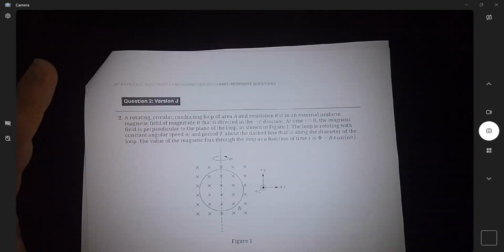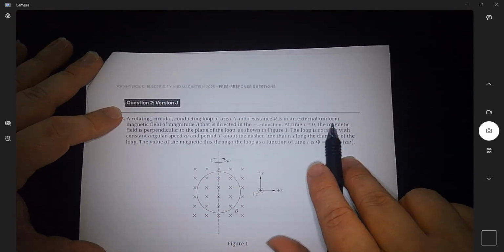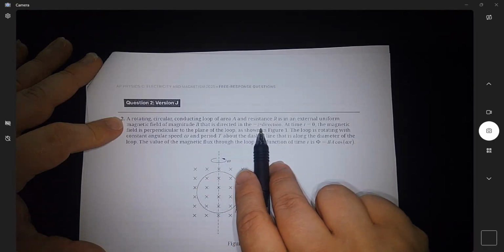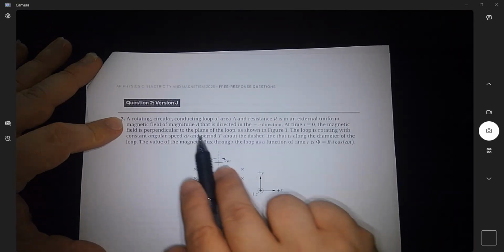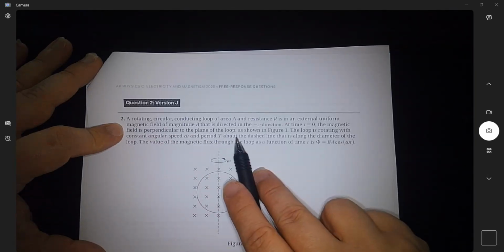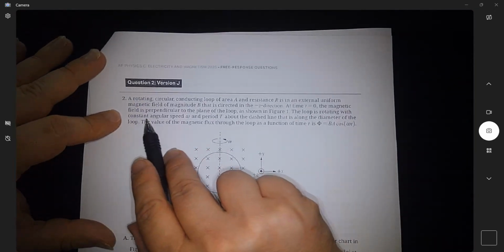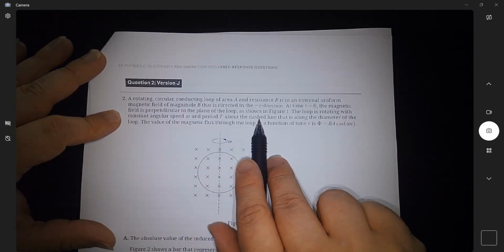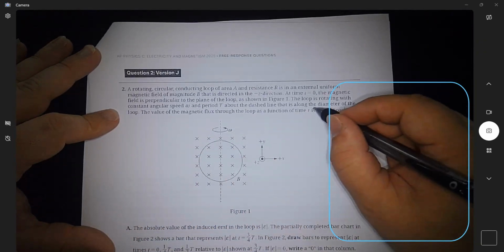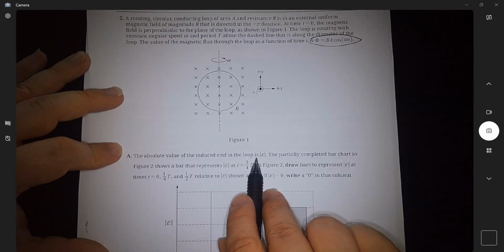All right, we got some magnetism now. A rotating circular conducting loop of area A and resistance R is in an external uniform magnetic field of magnitude B that is directed in the negative z direction in the page. At time t equals 0, the magnetic field is perpendicular to the plane of the loop, as shown in figure 1. The loop is rotating with constant angular speed omega and period T about the dashed line along the diameter of the loop. The value of the magnetic flux is given by that. So they just gave us the flux. Thank you for that. The absolute value of the induced EMF in the loop is EMF.